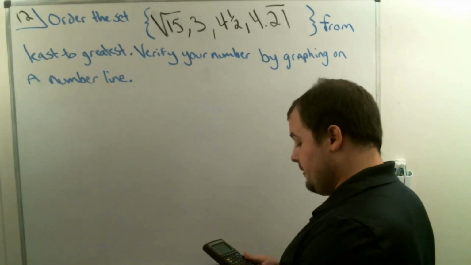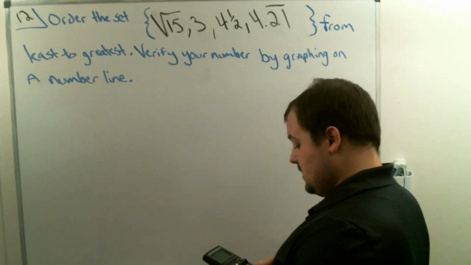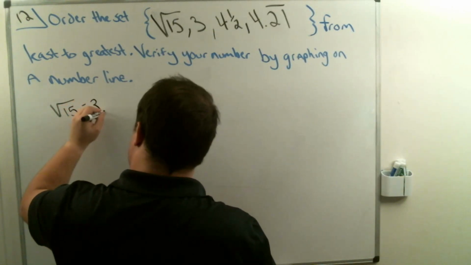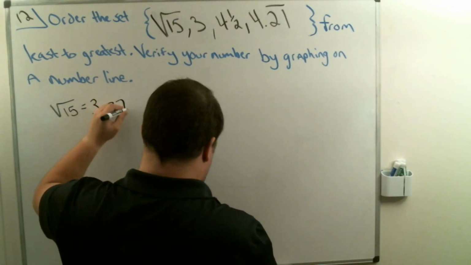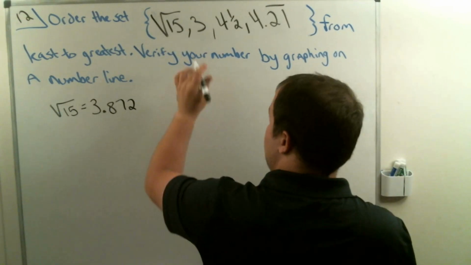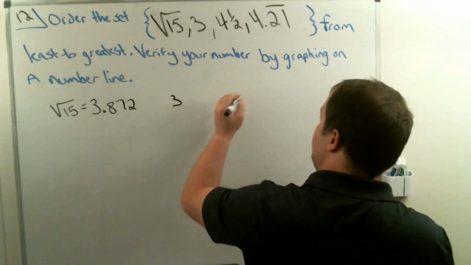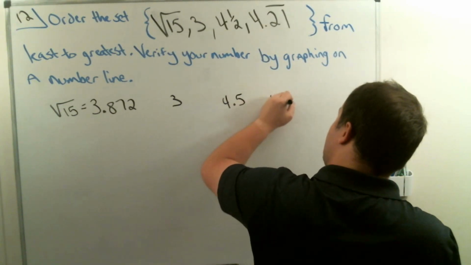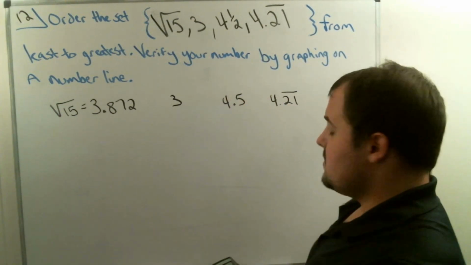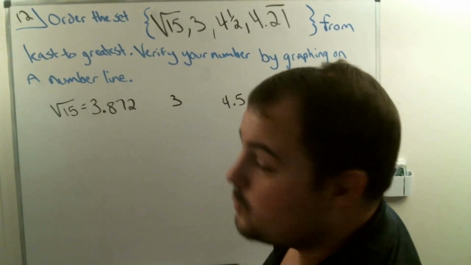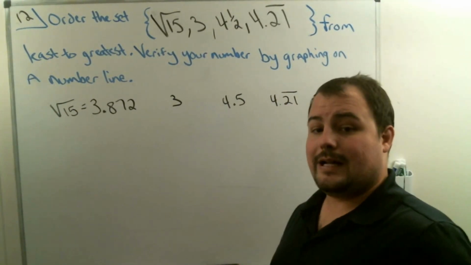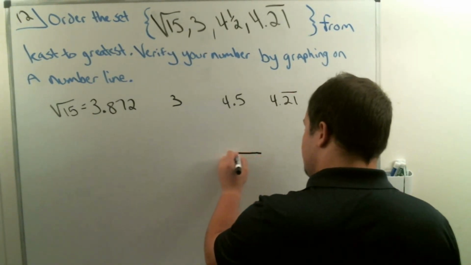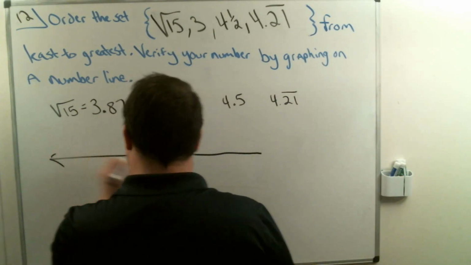So I'm grabbing my calculator. The square root of 15 is equal to 3.872. 3 is already a number. 4.5 is 4.5, I know that. And 4.21, repeating, looks like that. So looking at these, I might actually be able to tell which one's bigger and smaller, but I still need to follow the directions. It says that I need to put them on a number line to be able to tell the difference between which one's bigger and smaller.